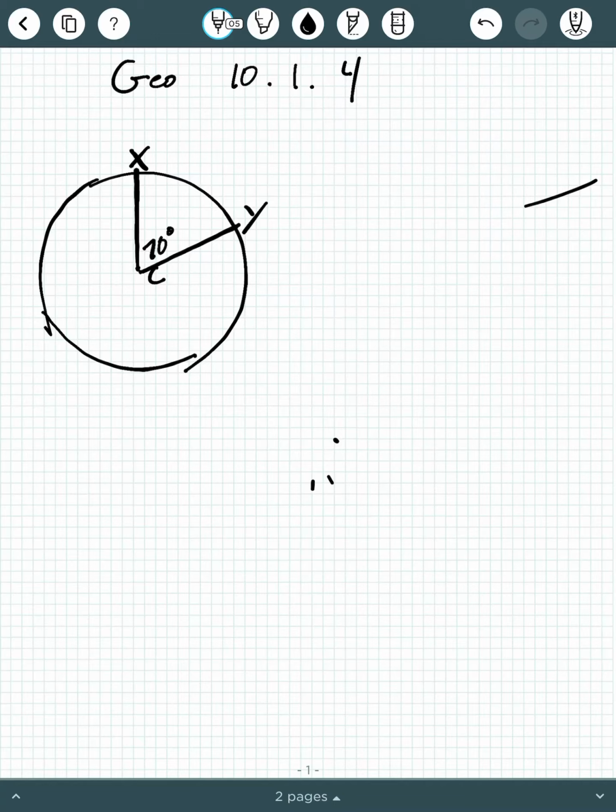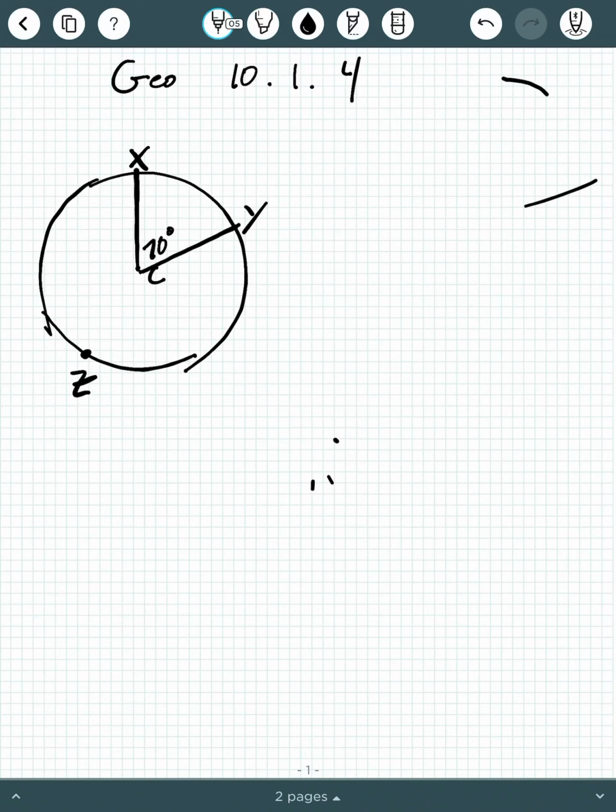Just remember that arc XY is a minor arc we're talking about. If we wanted to talk about the major arc, which would be the remaining portion of the circle, we would pick a third point, like point Z, and we would name that major arc XZY, so that we knew we were talking about the portion of the circle not taken up by that 70-degree arc. So that was one fact we came up with.